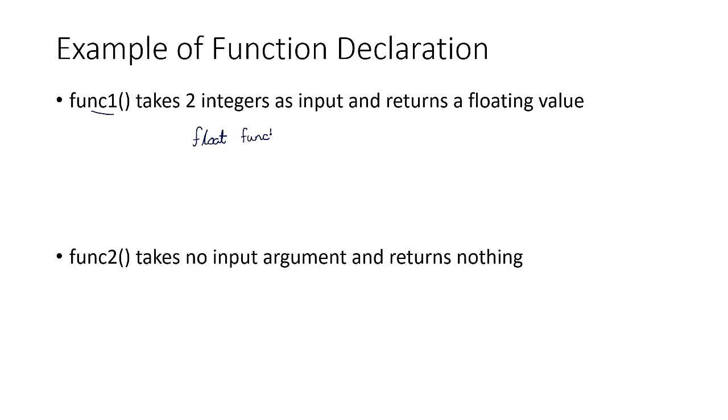That will be followed by the opening parenthesis, and after that we need to specify the data type of the input arguments. There are two integer input arguments. The first data type is integer. The second, here we can specify the variable, but right now we are not going to specify it because it does not hamper my declaration. The second parameter I need to specify, and those two parameters will be separated by a comma.